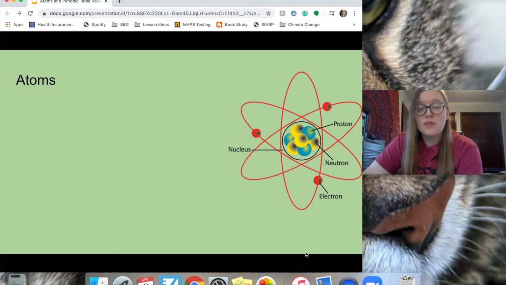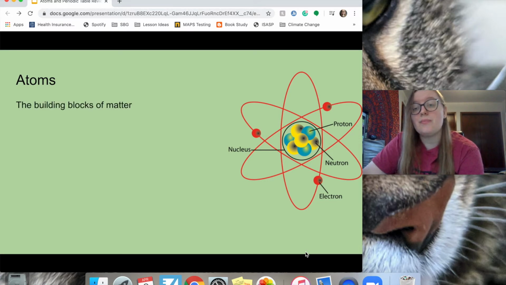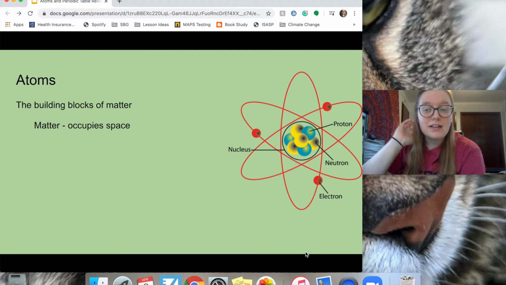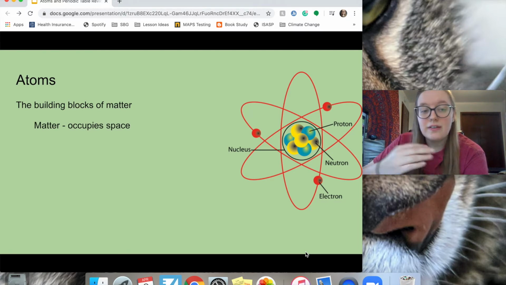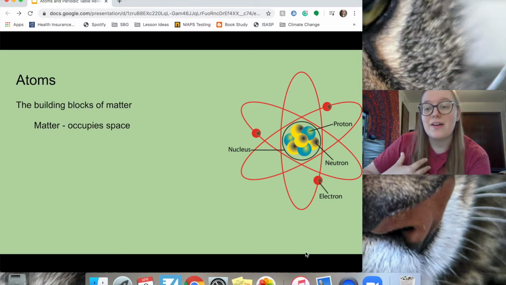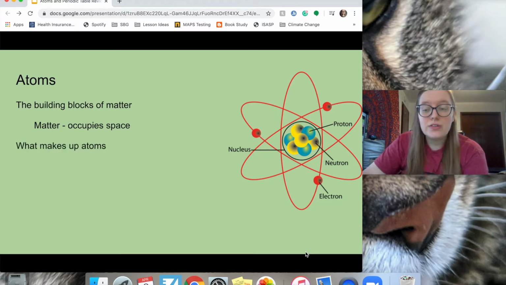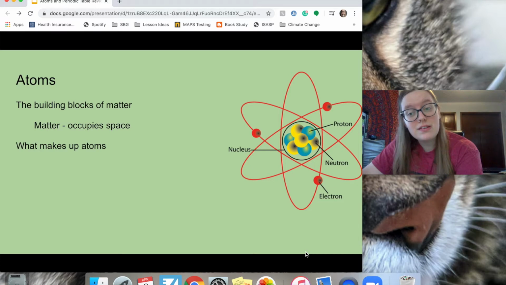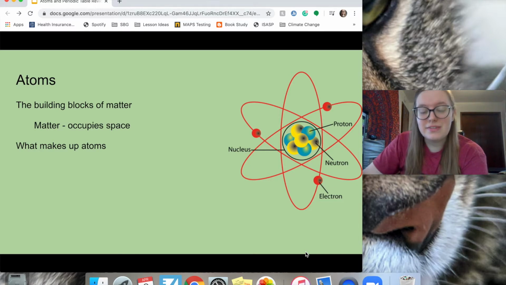So atoms, what are they? Remember, they are the building blocks of matter. So what is matter then? Matter is something that occupies space. Don't be confused that it's like cells. Cells have matter in them, but cells itself is not matter. So now we know that atoms are the building blocks of matter. Matter occupies space. So what makes up atoms then?